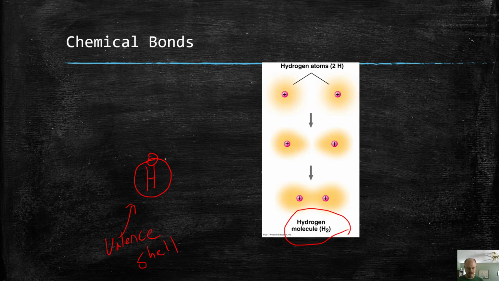But the valence shell is that outer level, and when you have that overlapping with another atom forming a bond, it's called a covalent bond, because they're sharing their outer electrons.